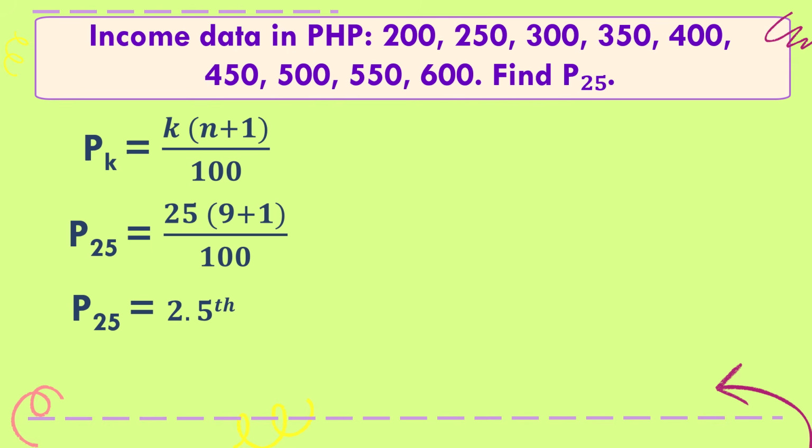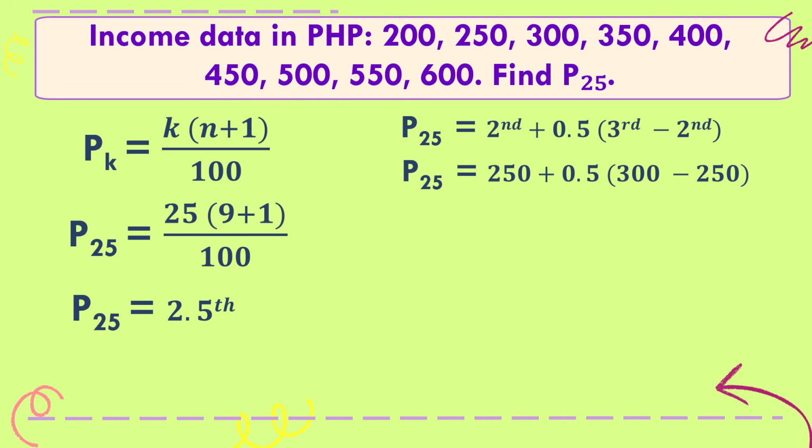So 2.5 is not exact, so it is in between the second and the third position. That is 250 and 300. So percentile 25 is equal to the second position plus the decimal 0.5 times the difference. 2.5 is in between the second and third. So the second position is 250.